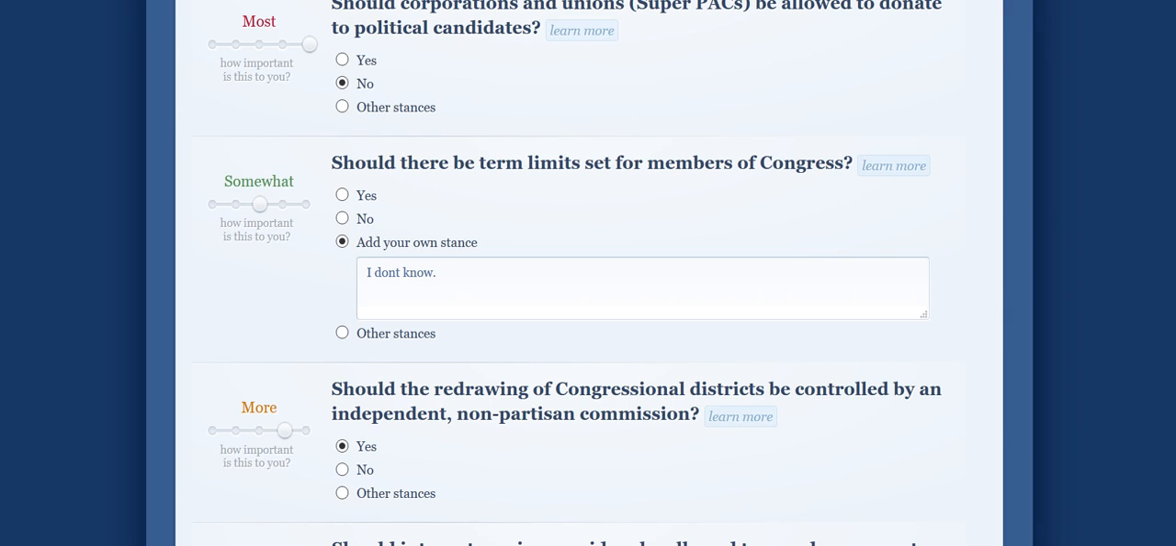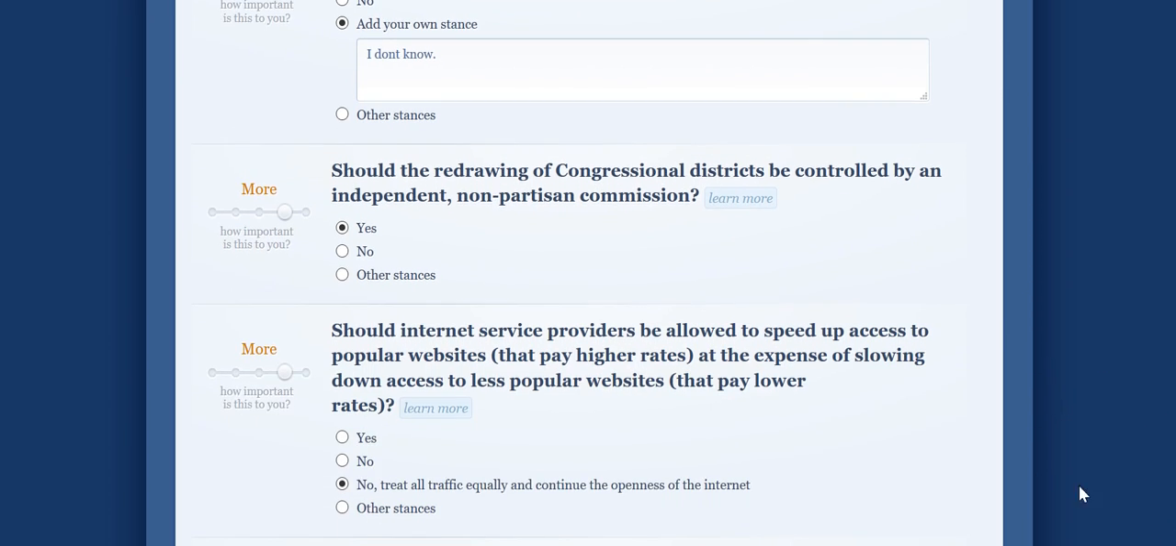So, should the redrawing of congressional districts be controlled by an independent, nonpartisan committee? I put yes. That's basically just an anti-gerrymandering idea. Gerrymandering is a massive problem. Democrats and Republicans should oppose it because, look, in states where Democrats are in control, they're going to gerrymander in their favor. In states where Republicans are in control, they're going to gerrymander in their favor. Nobody should be doing that.